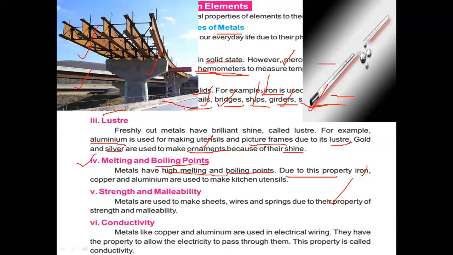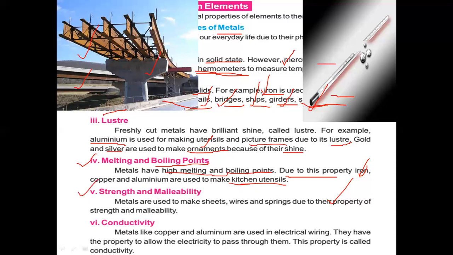Due to this high melting and boiling point property, iron, copper, and aluminium are used to make kitchen utensils. We can use them on the stove and cook in them on a daily basis, but they don't melt, because they don't need that type of temperature on which we cook our food. They need a much higher temperature in the industries to melt them down. Due to this melting and boiling point, a higher temperature is required, and after that we can change them into different shapes.